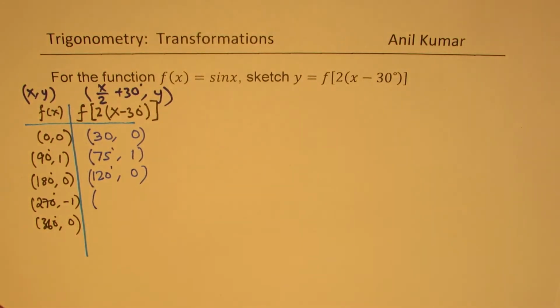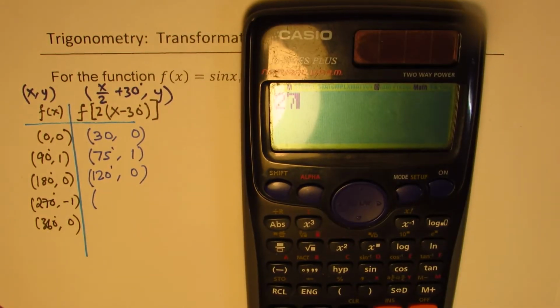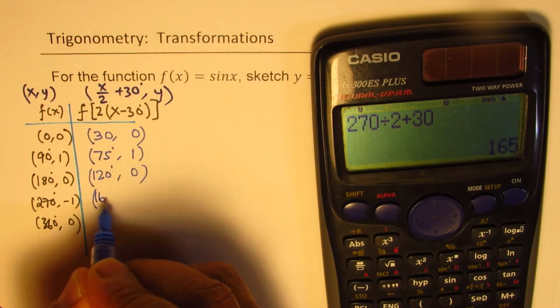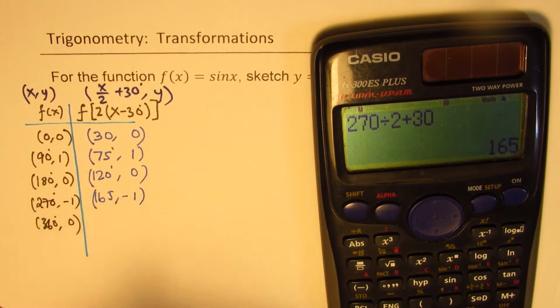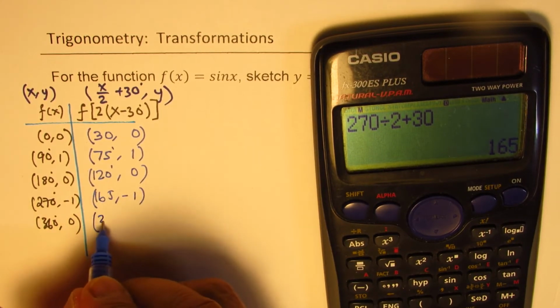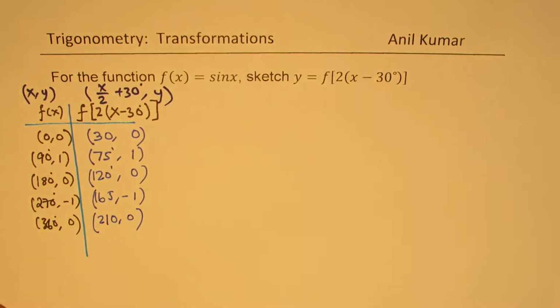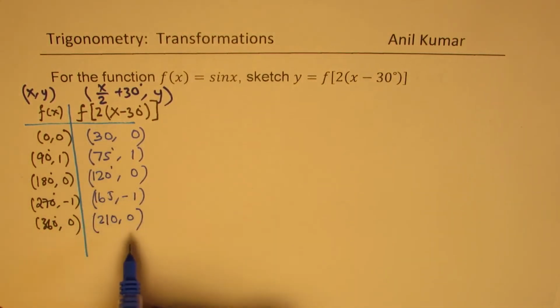So let's do this. 270 divided by 2, and then to this we add 30. We get a number 165. Y is minus 1. 180 plus 30 is 210. Y value is 0. So those are your transformed points, correct? So that is how it is.